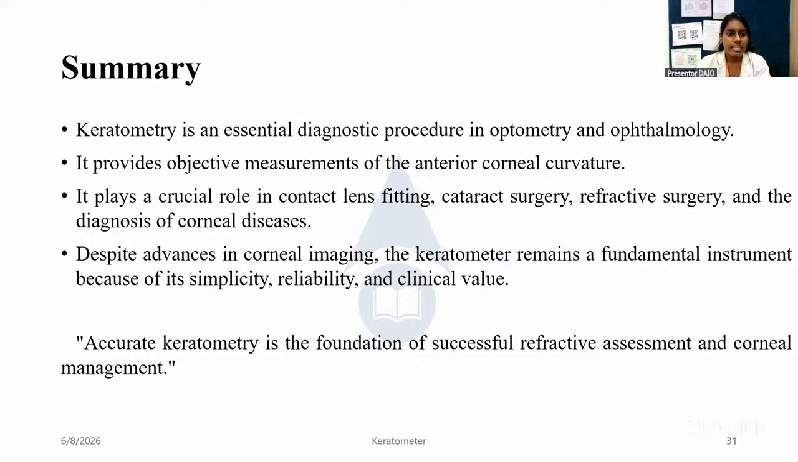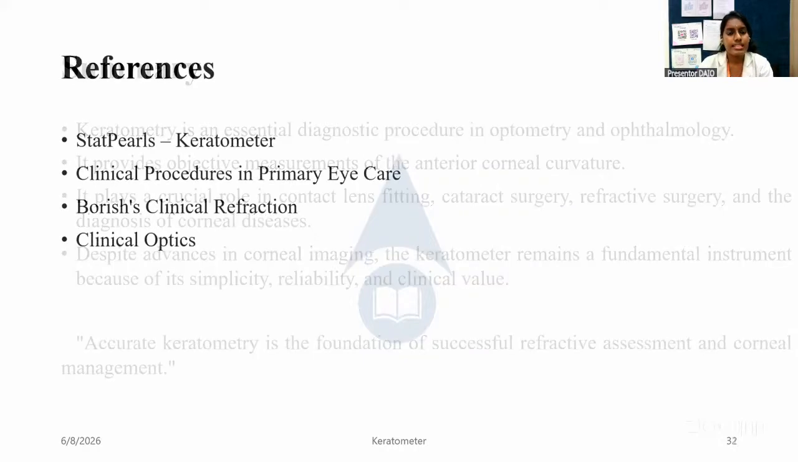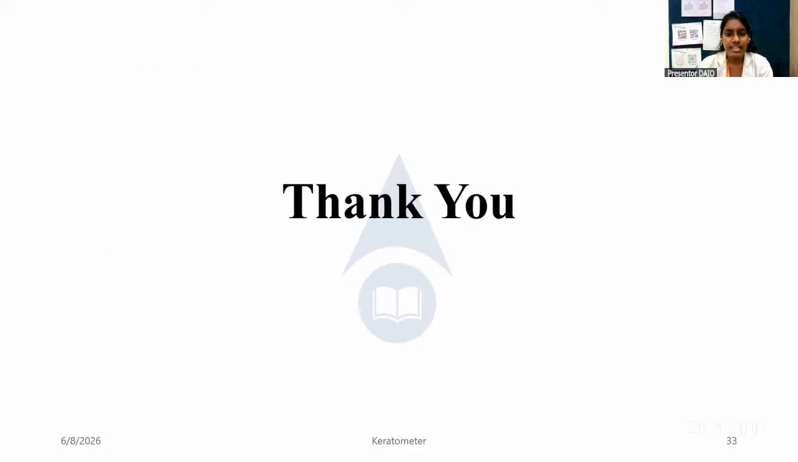Summary. It provides an objective measurement of the anterior corneal curvature, and it plays a crucial role in contact lens fitting, cataract surgery, refractive surgery, and diagnosis of corneal diseases. Despite advances in corneal imaging, the keratometer remains fundamental because of its simplicity, reliability, and clinical value. Accurate keratometry is the foundation of successful refractive assessment and its management. These are my references. Thank you.